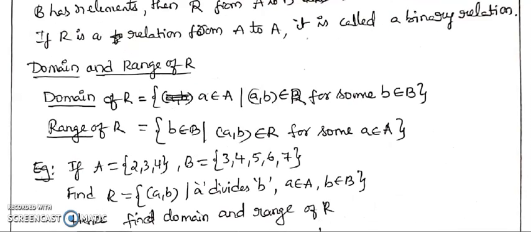The word binary relation is in fact used for any relation because it is a relationship between the elements of the two sets. Sometimes a relation from a set A to itself can also be called a binary relation. Now coming to the domain and range of a relation, we define the domain of the relation as a set.